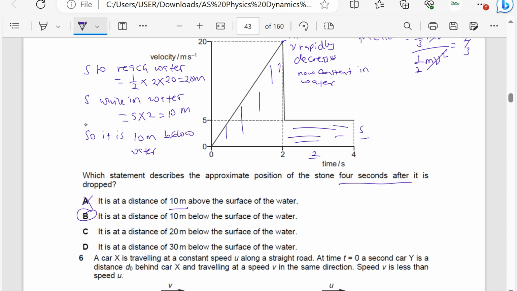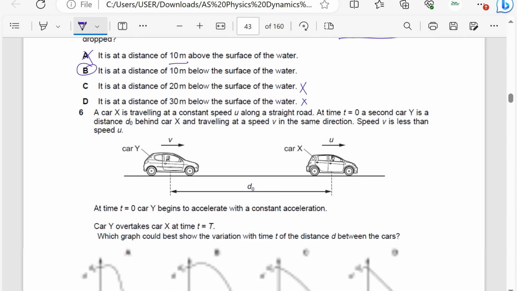It is at a distance of 20 meters below the surface of water, not at all. It is at a distance of 30 meters below the surface of the water. That is not true. It is 30 meters below the point from which it was thrown, but it's not 30 meters below the surface of the water. It is just 10 meters below the surface of the water.